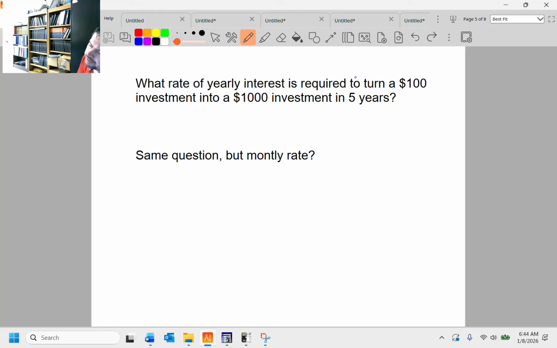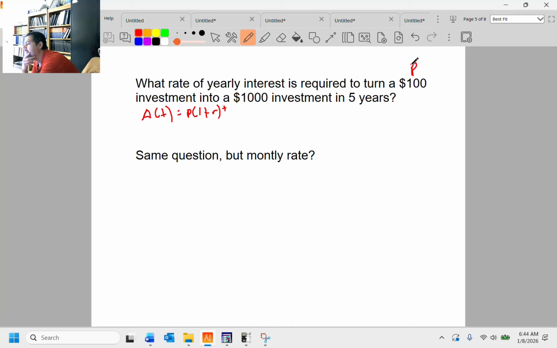All right, so the rest of the lecture for 6-1. What rate of interest, yearly interest, is required to turn a $100 investment into $1,000 in 5 years? So, again, the very first thing you should be doing, and I say should, but that really means you should do this, is always write down your formula.